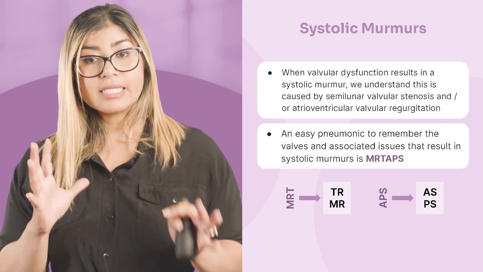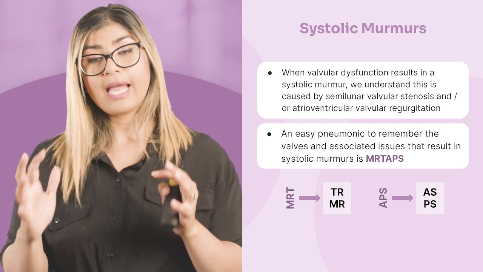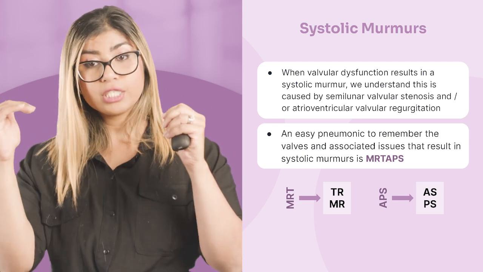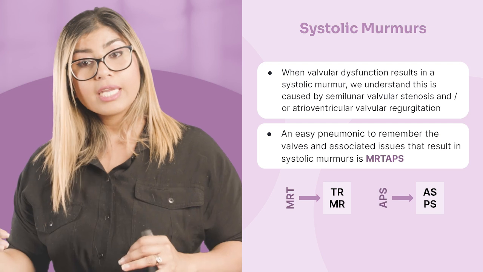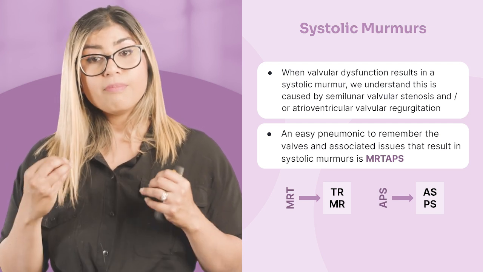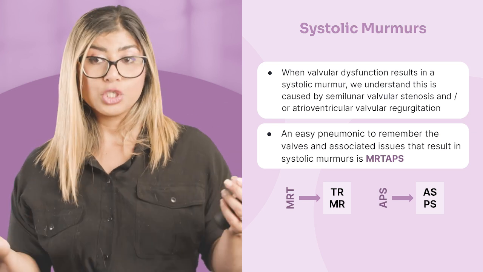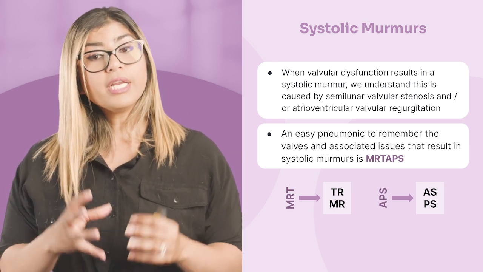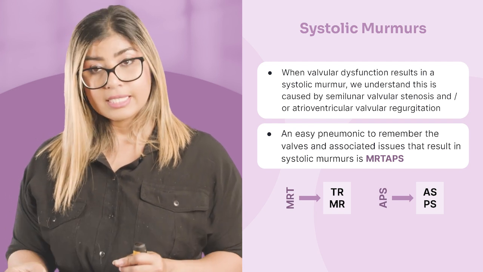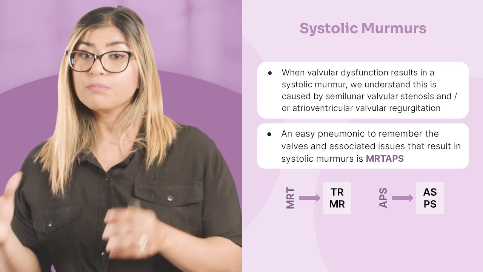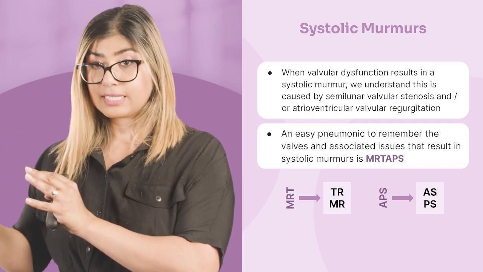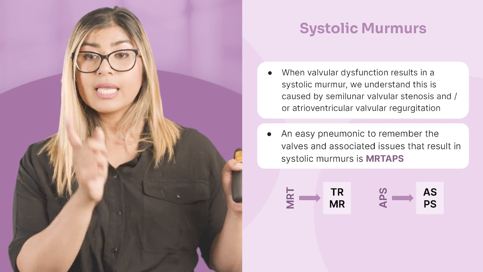So when we think about systolic murmurs, we've just talked about how it's our mitral and tricuspid regurgitation that causes a problem, and it's aortic and pulmonic stenosis that causes a problem. So an easy mnemonic to remember which valves and their associated issues are causing the problem is the mnemonic known as Mr. Taps. When you look at the first three letters of Mr. Taps and you split them from the last three letters, you get MRT, and you get APS.